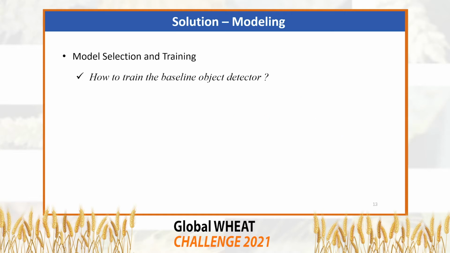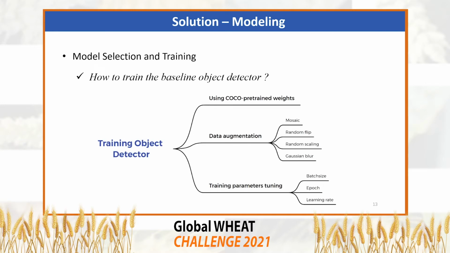Next question is how to train the baseline. Here, we summarize some tricks for training object detector. First, using COCO pre-trained weights can speed up convergence. Second, we perform heavy data augmentation to increase the diversity of training samples, including mosaic, random flip, random scaling, and Gaussian blur. Finally, we also tune the training parameters such as batch size, epoch, and learning rate. But we find that keeping the original training setting is sufficient to achieve good performance.